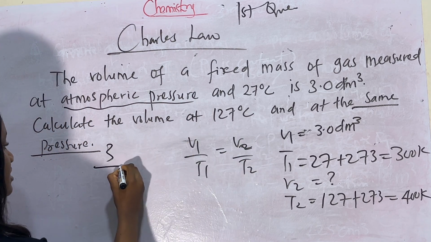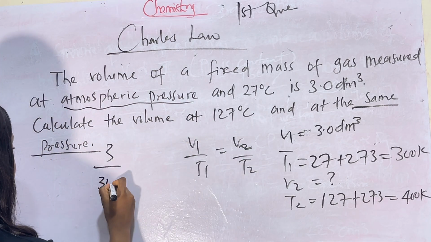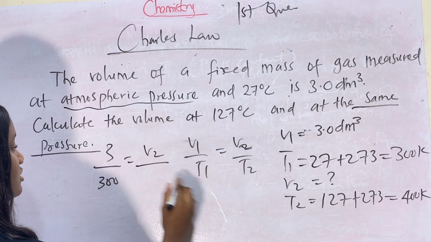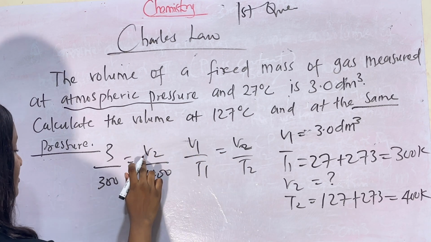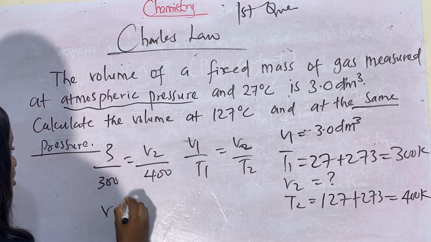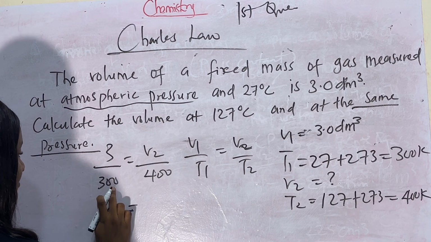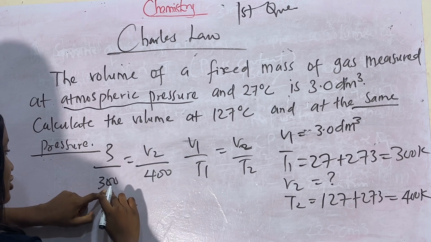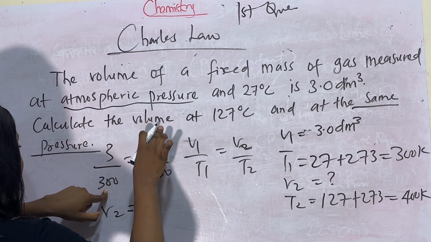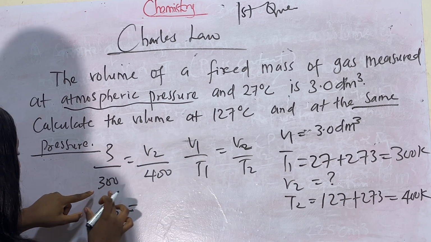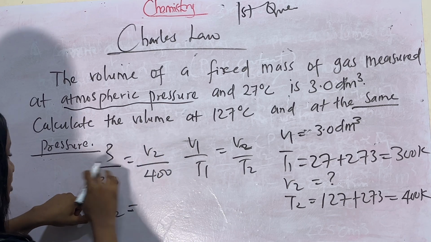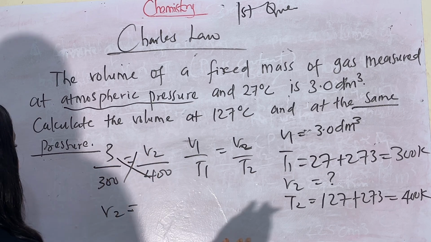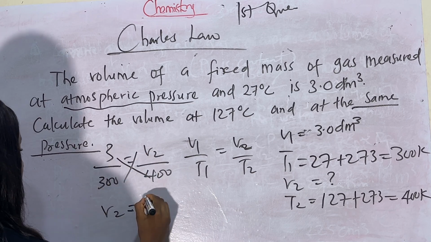Now let's input this value. V1 is 3, T1 is 300, V2, I don't know, T2 is 400. So what's going to be the value of V2? V2 is going to be this multiplied by this divided by this. Now remember that if you multiply this by V2, this is going to be together with the unknown. And what did I say to you? That you're always going to divide through the equation by whatever is holding the unknown. So cross multiply, that's simply what we are saying. 3 times 400.